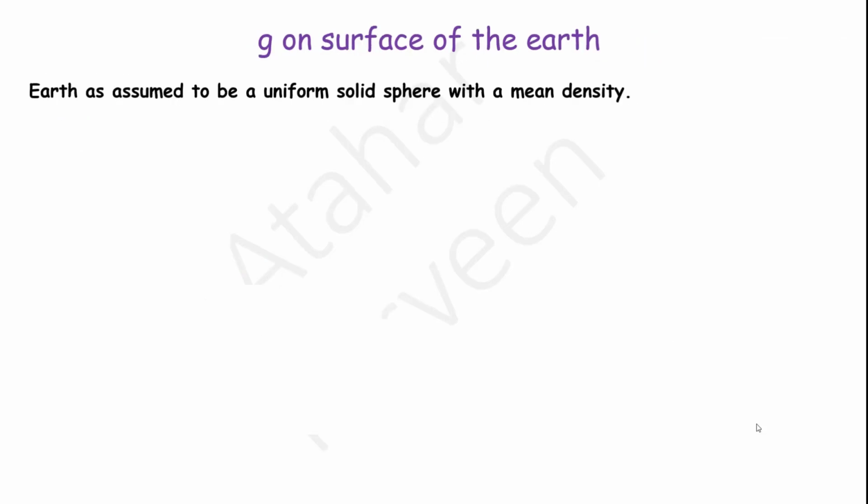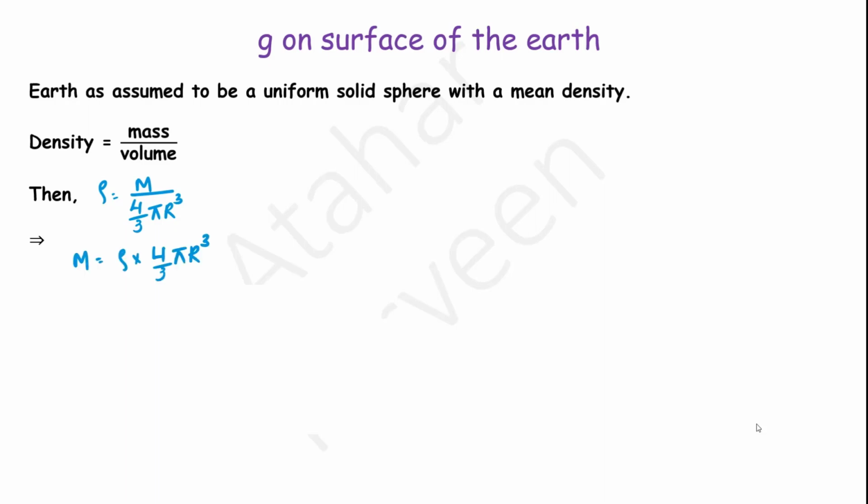Now we assume that the Earth is a solid sphere with a mean density. So density will be equal to mass upon volume. You know this, right? And we know that the volume of a sphere is 4 by 3 pi r cubed. So I can write M is equal to rho into 4 by 3 pi r cubed, where rho is the density symbol.